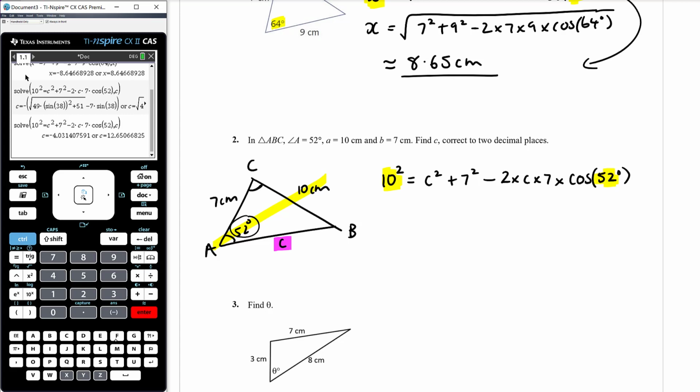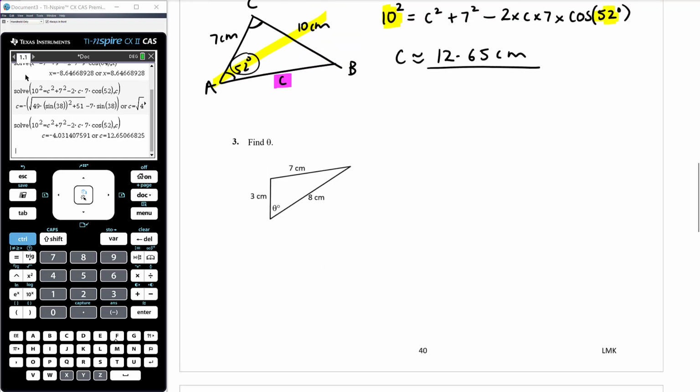Again, we've been given two solutions, but one is negative and c is a side length. And so we can say, therefore, that c has to be, what do we want, 2 decimal places? 12.65 centimetres. And again, I'm happy with that as an answer, that seems reasonable in the context of this triangle.